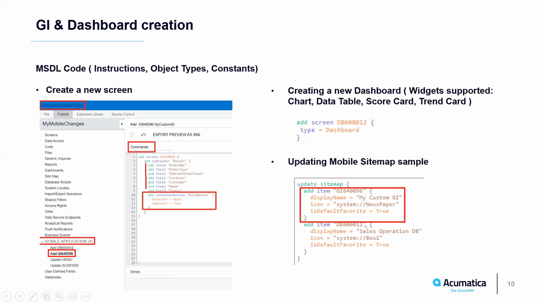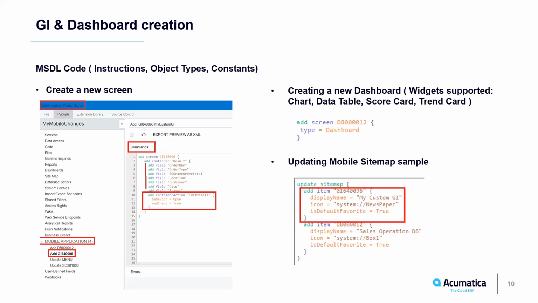Below, we can see an example of how to add or include these new screens into the mobile sitemap, the mobile menu. You can set the display name to whatever you want. You can also set the icon if you need to, and you can mark that screen as favorite as well.